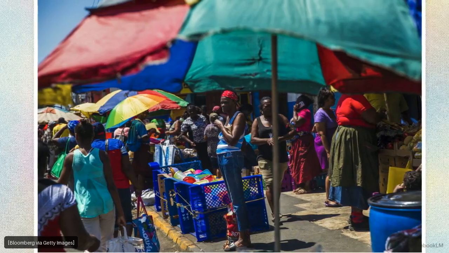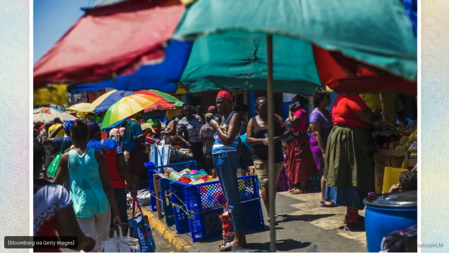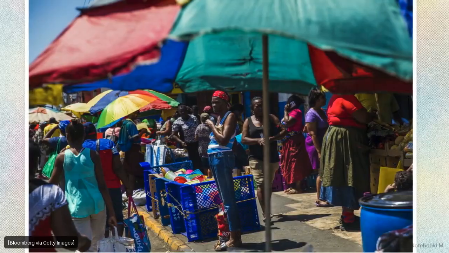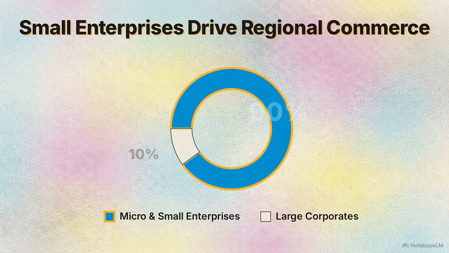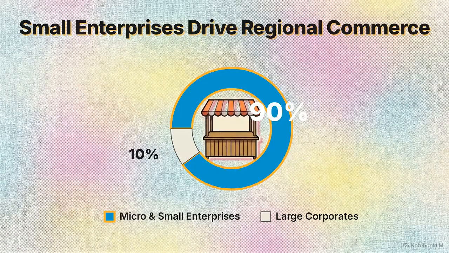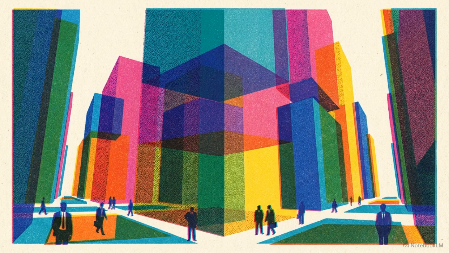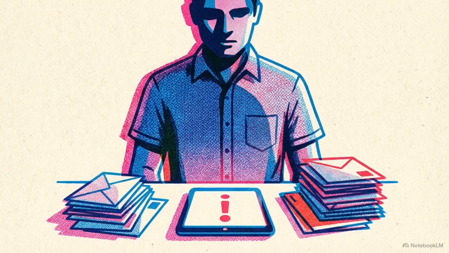Visit a daily market in Bridgetown, Medellin, or Port of Spain, and you'll see a vibrant, relationship-driven economy. 90% of regional commerce relies on small enterprises like these. Yet nearly all the available advice for artificial intelligence, the use of computer systems to simulate human intelligence, is written for tech companies with 500 employees. This mismatch creates a productivity trap.